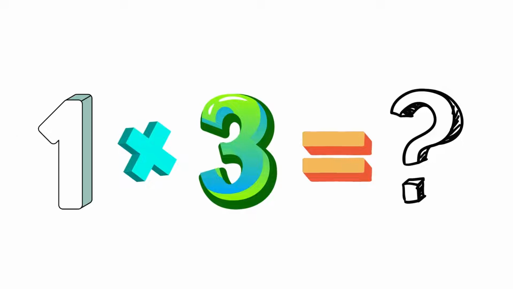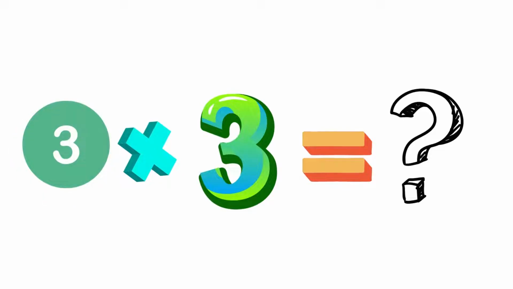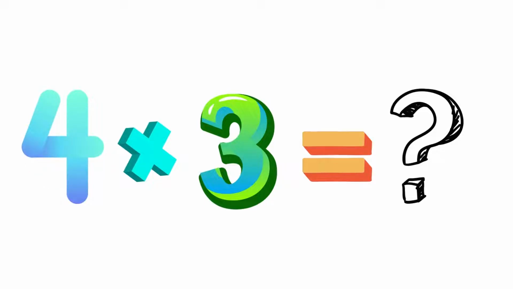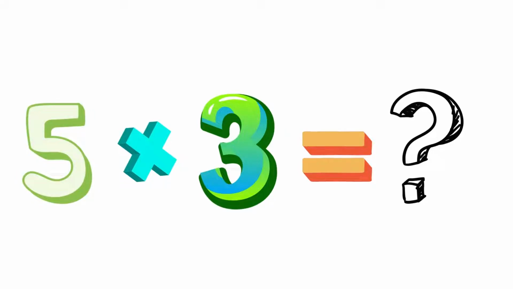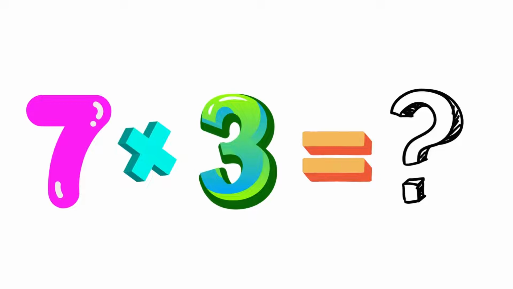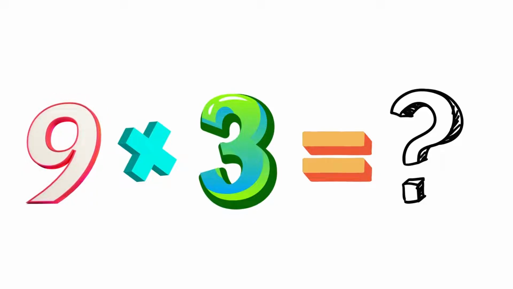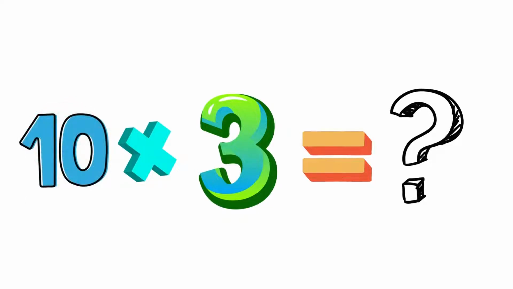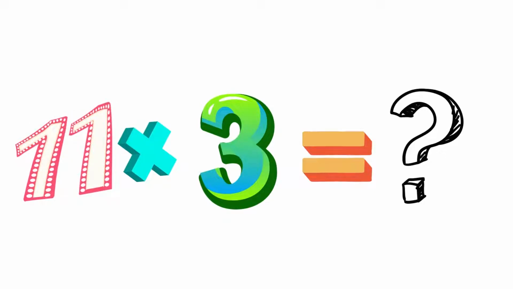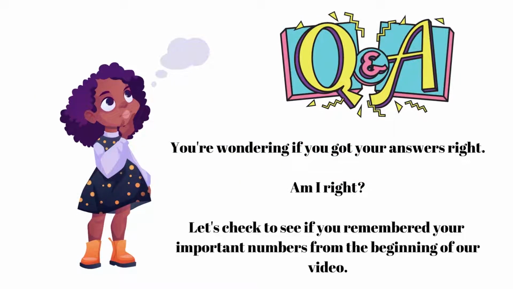1 times 3. 2 times 3. 3 times 3. 4 times 3. 5 times 3. 6 times 3. 7 times 3. 8 times 3. 9 times 3. 10 times 3. 11 multiplied by 3. And 12 times 3. What are they?